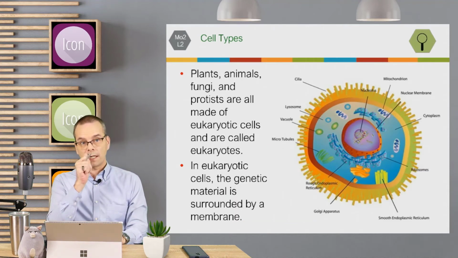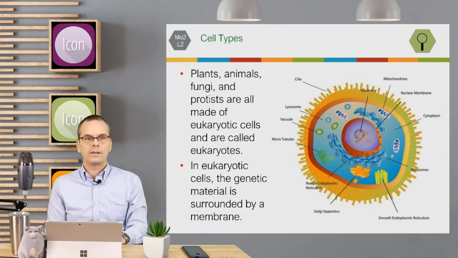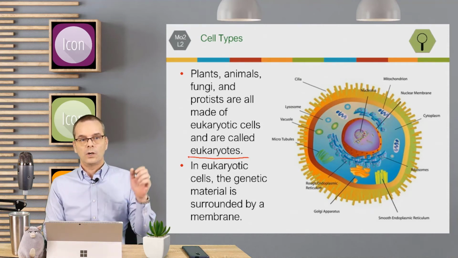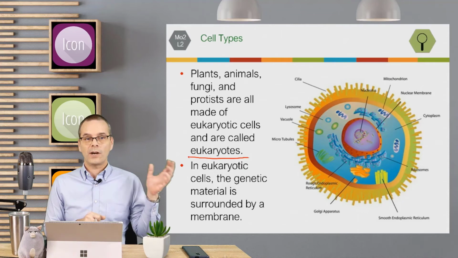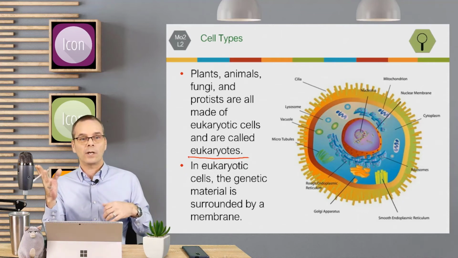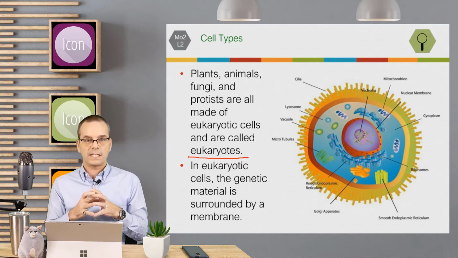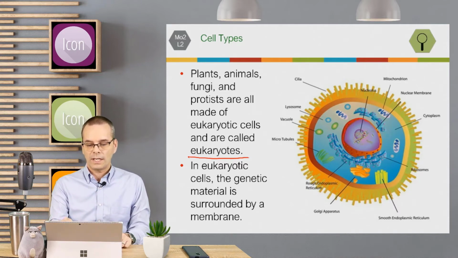Plants, animals, fungi, etc. are all made of eukaryotic cells, which are called eukaryotes. So prokaryotic cells are prokaryotes, and eukaryotic cells are eukaryotes. In a eukaryotic cell, the genetic material is surrounded by a membrane. So we keep most of the genetic material in a specific place, and remember, a lot of that is inside the nucleus.